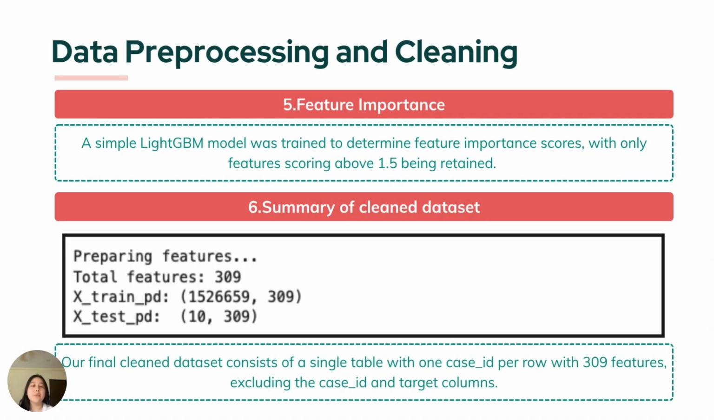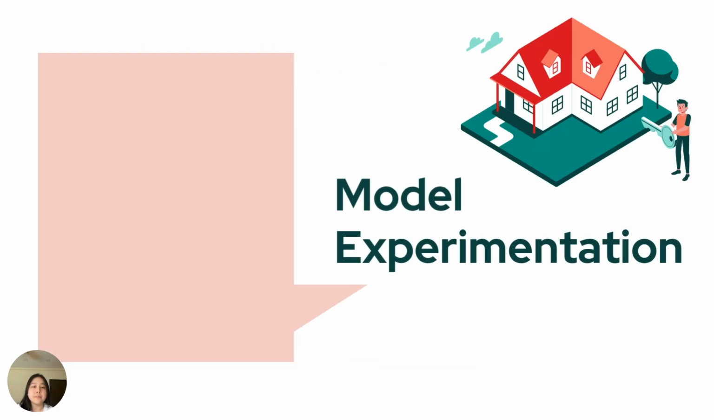After feature engineering, we perform feature selection using a LightGBM model. We retain only features with importance scores above 1.5 to reduce noise and improve efficiency. As a result, our final dataset consists of 309 features with one row per case ID.